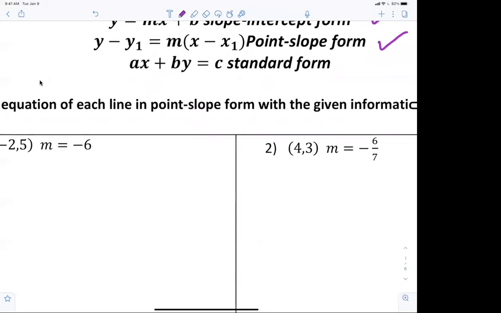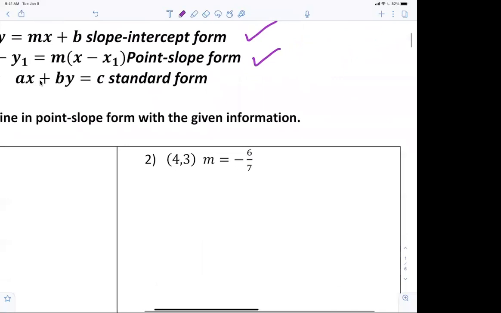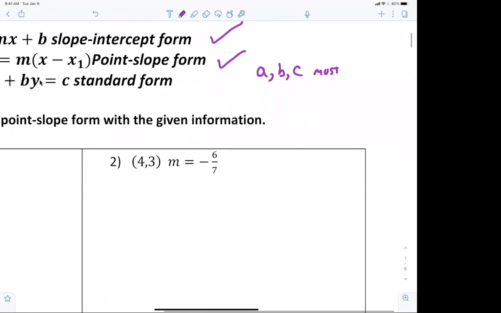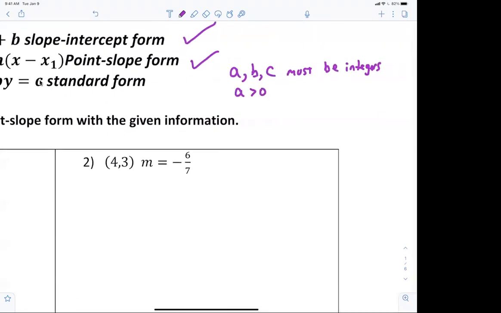Underneath it, for standard, I want you to write A, comma, B, comma, C must be integers. A, B, and C must be integers. And A must be greater than 0. If A, B, and C must be integers, that's just a fancy word for saying no fractions. A must be greater than 0, which just means A is positive.